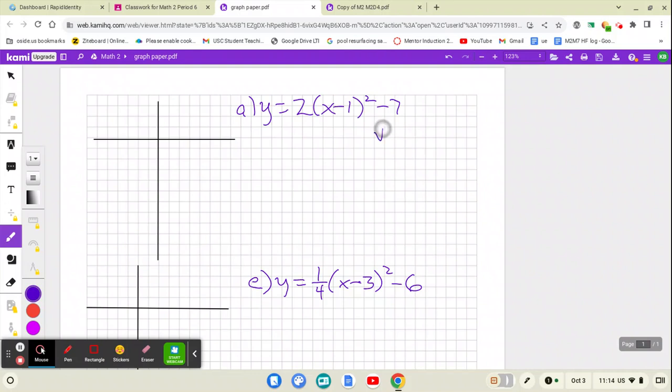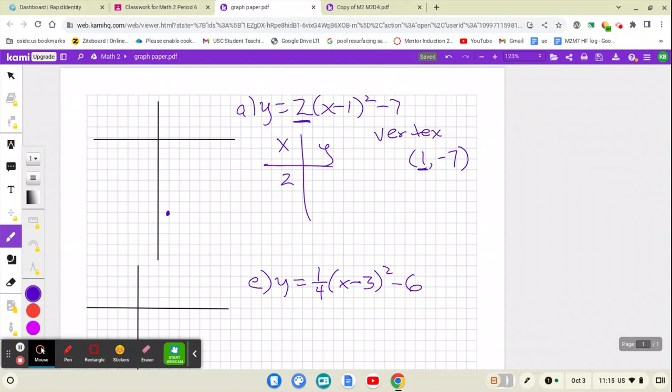So let's start with the vertex. 1, -7. Go to your graph paper. 1, 2, 3, 4, 5, 6, 7. To get the next set of points, because the A value is not 1, we can't use that 1, 3, 5 pattern. So we're going to need a table of values. We only need 3, maybe even 2. Pick anything close to the vertex.